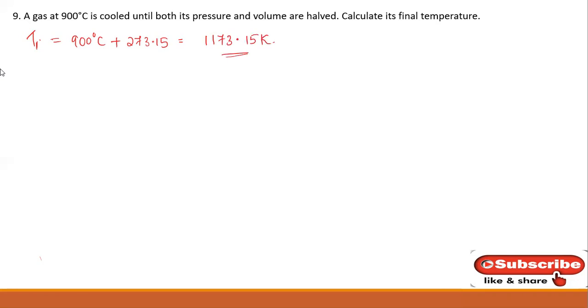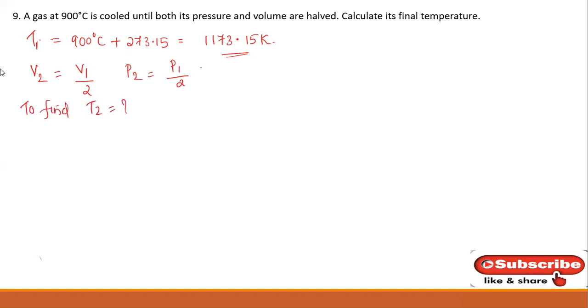Now, here it is given pressure and volume are half, means half of the initial value. That is, V2 is equal to V1 upon 2 and P2 is equal to P1 upon 2. We want to find out the temperature.